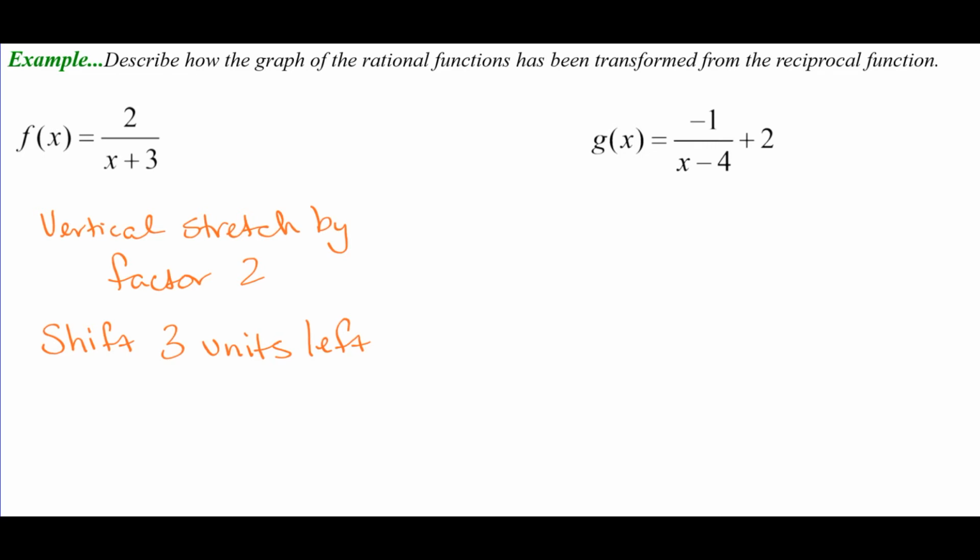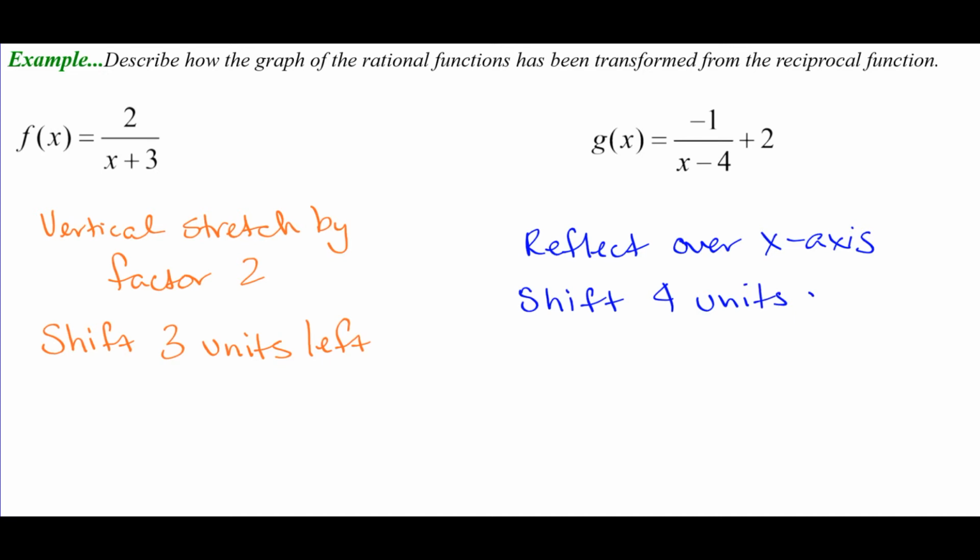On the second example with g of x, we have a negative in the numerator, so that tells us that we have a reflection over the x-axis. The value of my numerator is 1, so there's no stretch or shrink. In the denominator, I have x minus 4, so that's going to be shift 4 units to the right. Remember, we're changing the sign.